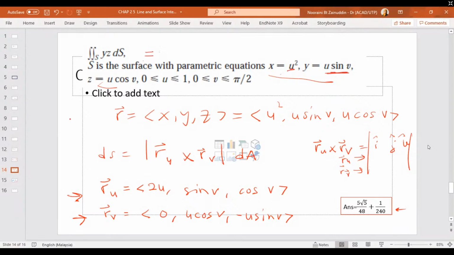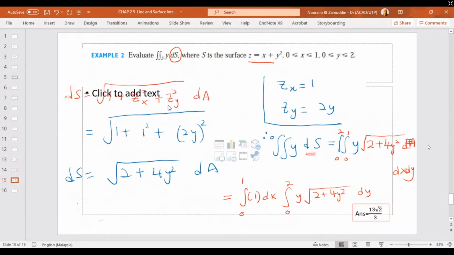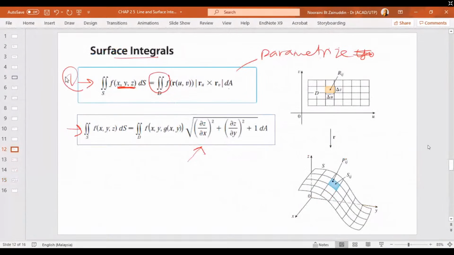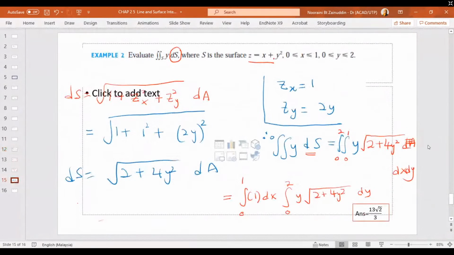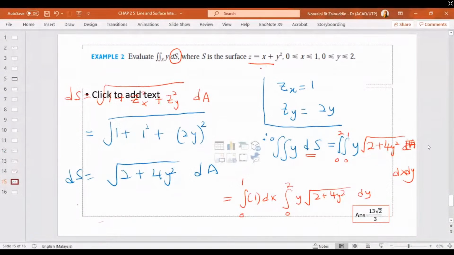But here we don't parameterize it, right? Basically, you only learn how to parameterize up to one variable before this. But parameterizing into two variables is difficult, not in your syllabus. So if it is given to you, you can use function 1, because function 1 is easier for you to understand. But if not given, you just use the second function here to find your surface integrals. In this example, the parameterized form is not given to you, so you use function 2 to integrate your surface integral.